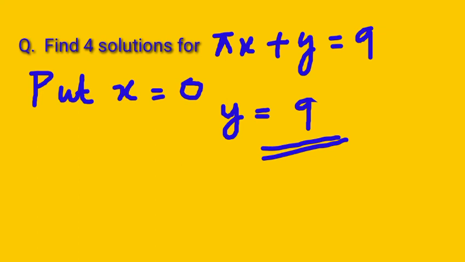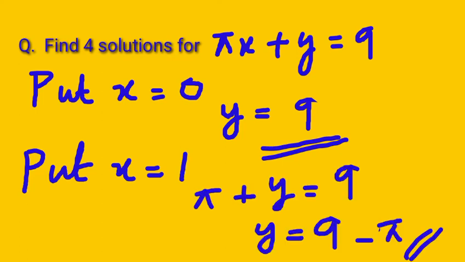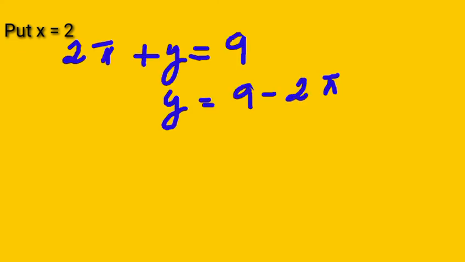Then put x is equal to 1. Any values we can put. When x is equal to 1, pi plus y is equal to 9. So y is equal to 9 minus pi. So another solution is (1, 9 minus pi). Then put x is equal to 2. When x is equal to 2, it becomes 2 pi plus y is equal to 9. So y is equal to 9 minus 2 pi. So another solution is (2, 9 minus 2 pi).